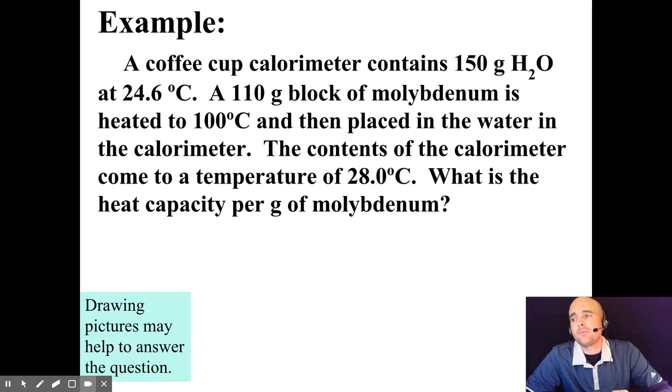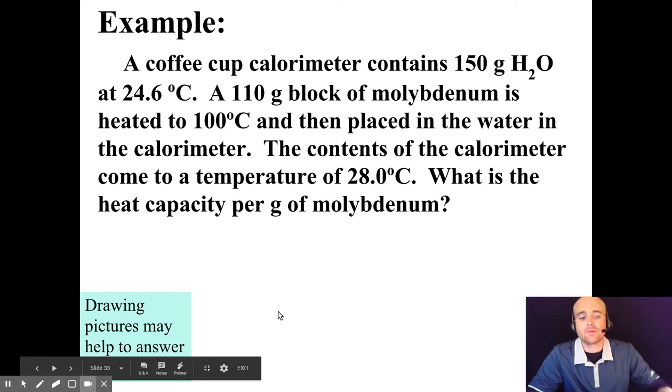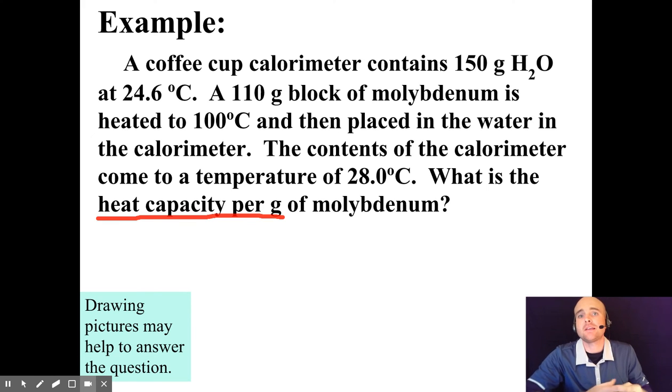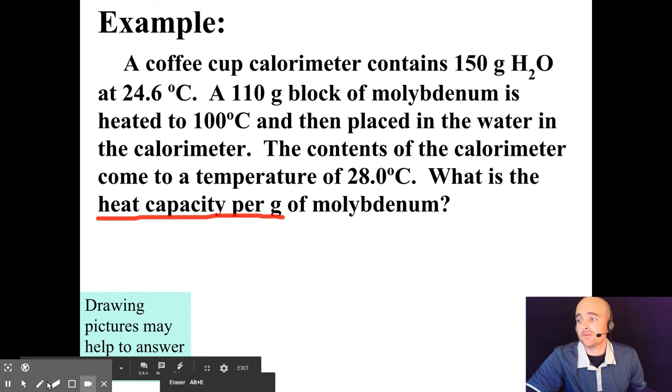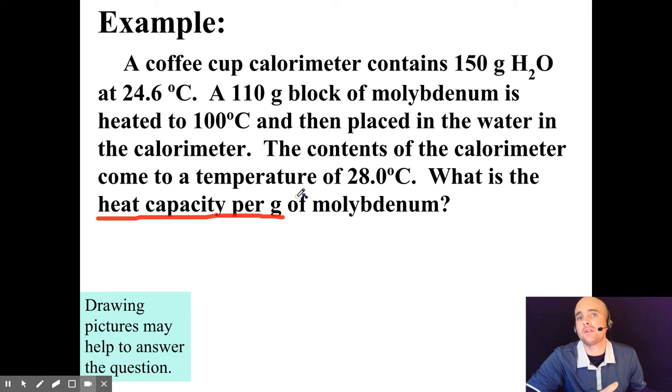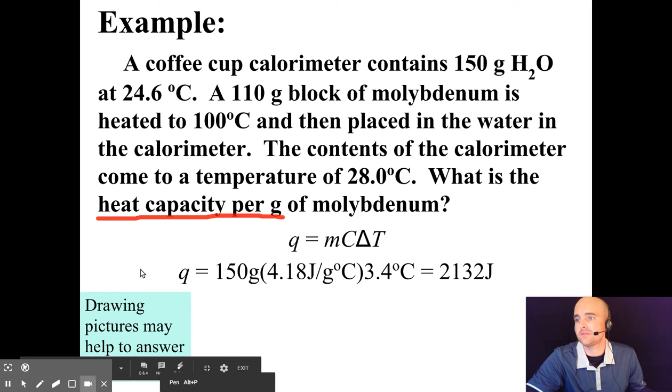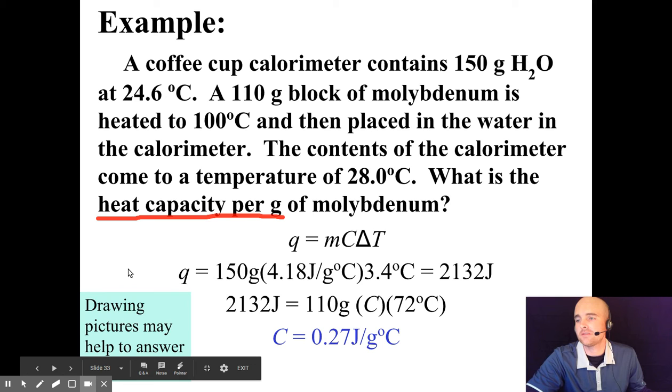But look for what it is asking for. What value is it asking for? It's asking for the specific heat, or the heat capacity per gram, of molybdenum. So let's go through these and underline which ones apply to water and which ones apply to molybdenum. First, I will post the answers here so you can see them, and then I'll explain.